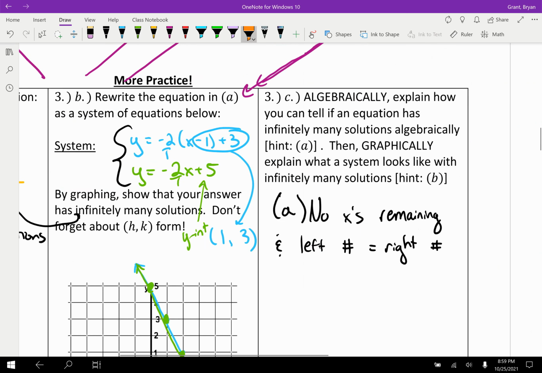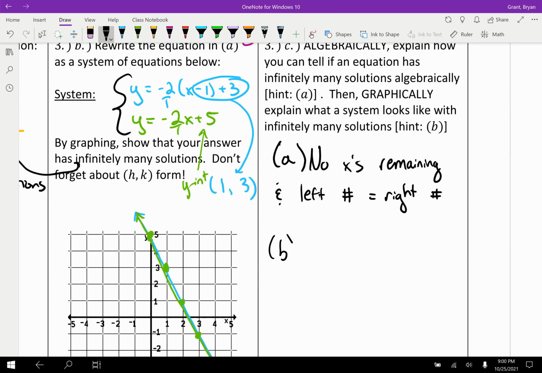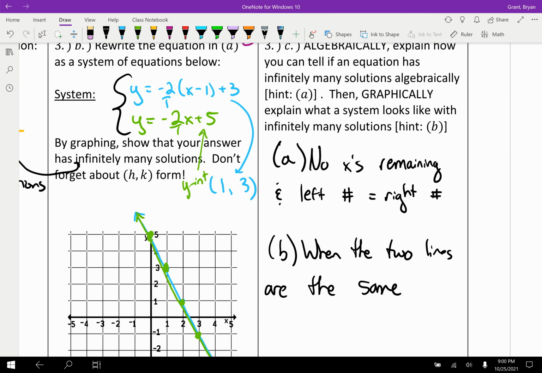But then what about graphically? What does a system look like with infinitely many solutions? Well, that's looking at part B. Infinitely many solutions occurs when the 2 lines are the same. And that's sometimes hard to tell. I bet most of us looked at these 2 and didn't realize right away they are the same line. It took us graphing to see that the 2 lines are on top of each other.